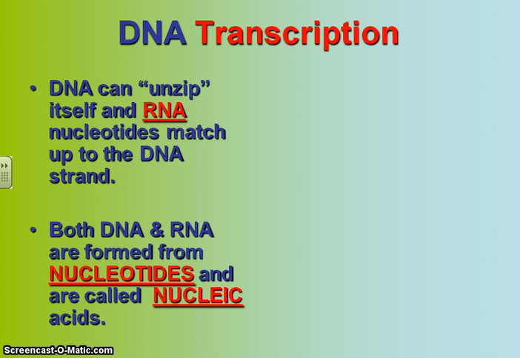Both DNA and RNA are formed from nucleotides, and they're both called nucleic acids because it's deoxyribonucleic acid, and ribonucleic acid. So they both are types of nucleic acids.